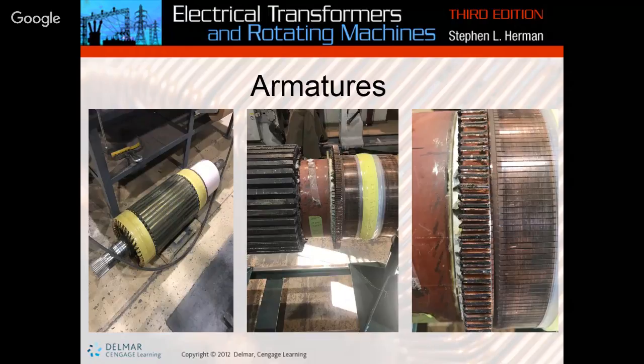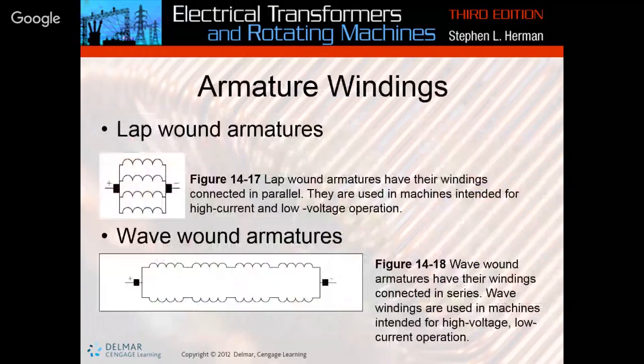Okay, moving on. So I think I said these backwards, didn't I? I think I said lap winding was in series and wave winding was in parallel. I'm a big fat liar. Lap armatures have their windings in parallel. They're used in machines intended for high current and low voltage operations. So these guys are going to be real heavy loads.